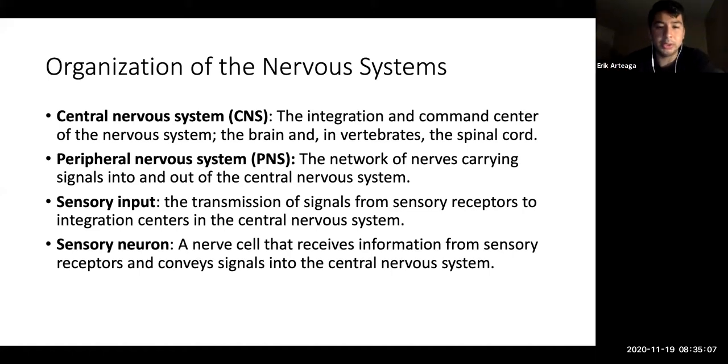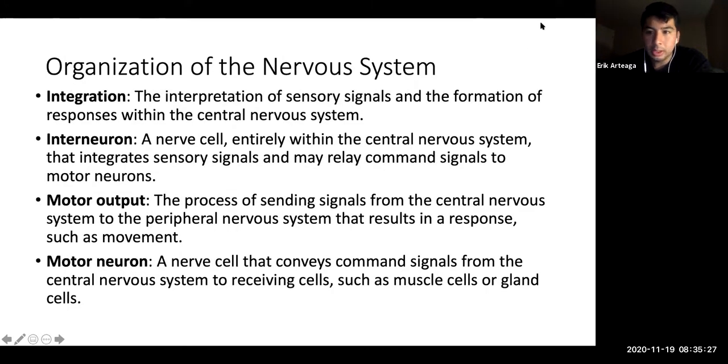So sensory input is the transmission of signals from sensory receptors to integration centers in the central nervous system. So sensory neuron is a nerve cell that receives information from sensory receptors and conveys signals to the central nervous system, okay? So sensory input and sensory neuron, right? Integration is the interception of sensory signals and the formation of responses within the nervous system, okay? Interneuron is a nerve cell entirely within the central nervous system that integrates sensory signals and may relay command signals to motor neurons, okay? And we're gonna take a look at these in a minute.